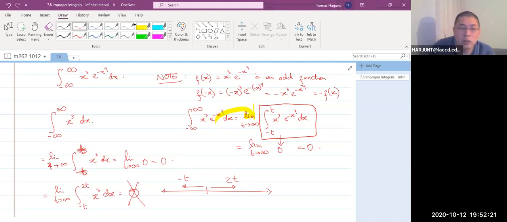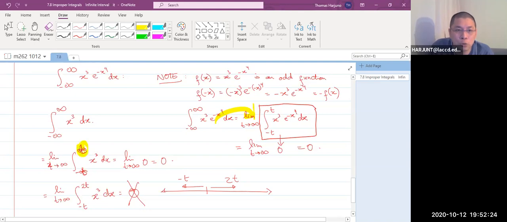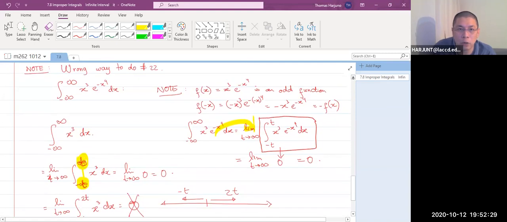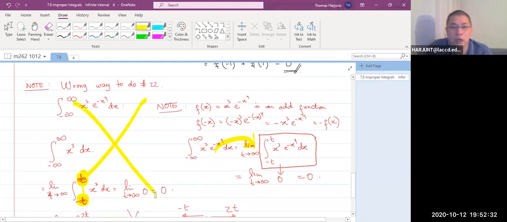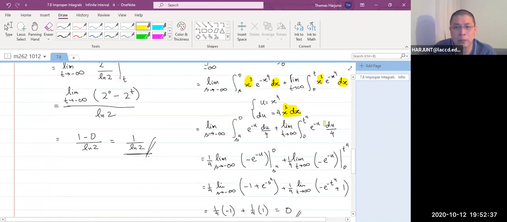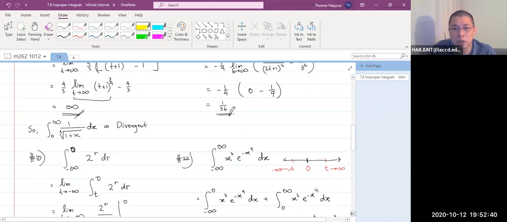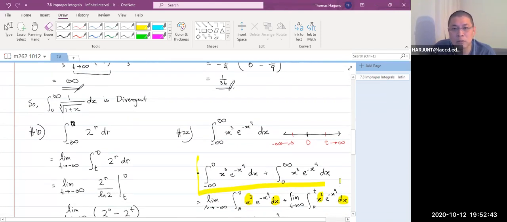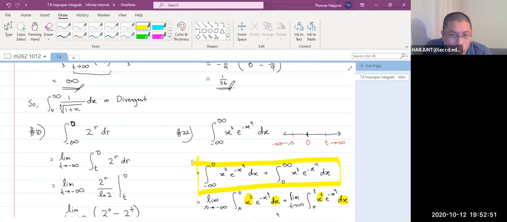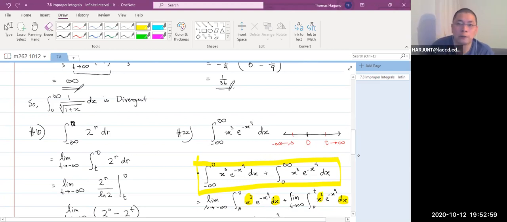In other words, it happens to work only if you choose this kind of rate. That's why it is incorrect to argue this way. The correct way to argue is that you have to separate them into two integrals, and each one of them must be convergent. If any one of them is divergent, then it's not convergent. You need to cut somewhere in between.